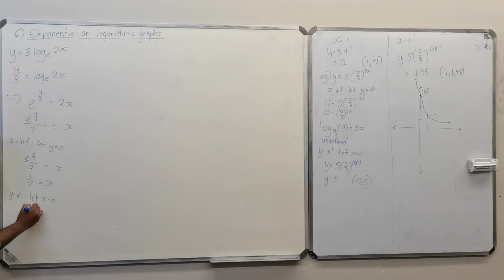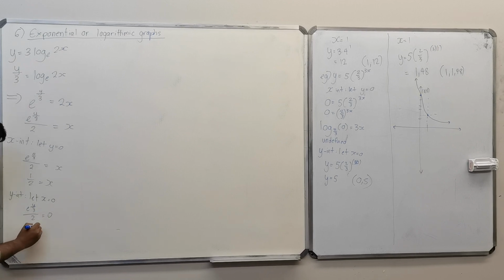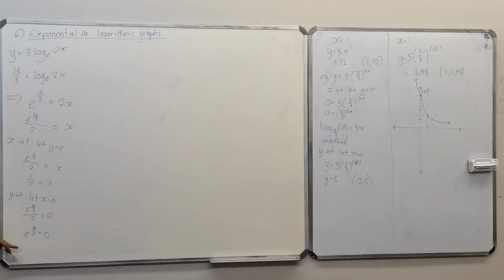So, you would say e to the power y over 3, all over 2, is equal to 0, right? You're going to multiply by 2, you're going to get e to the power y over 3 is equal to 0. To solve for y, you're going to have to say log of e times 0, which will be undefined, right?